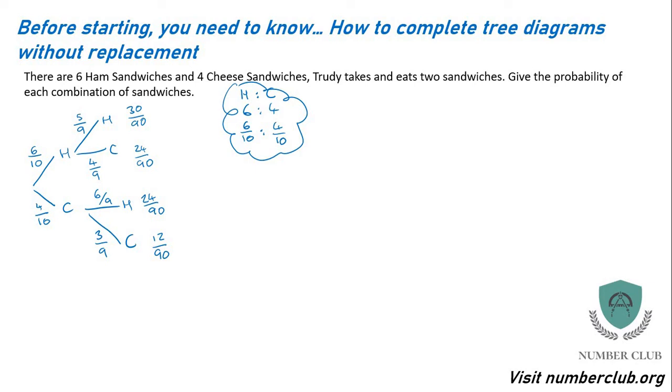Or you could be asked, what's the probability of getting at least 1 ham sandwich? And the probability of getting at least 1 ham sandwich would be that there, and that there. And so you do 90 take away 12 generally, which would be 78 out of 90.